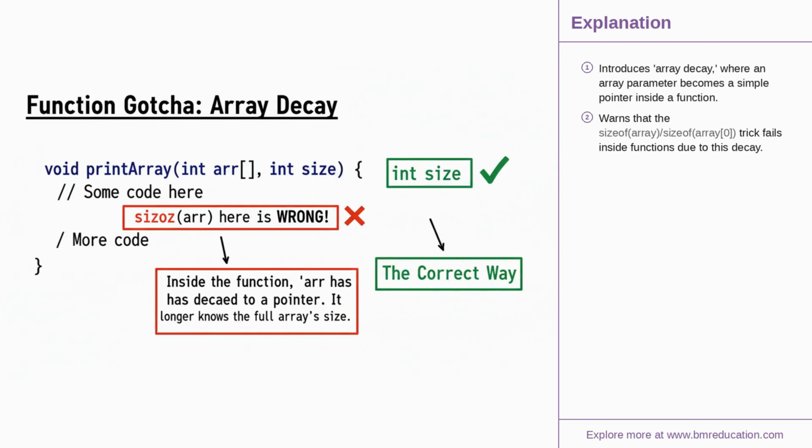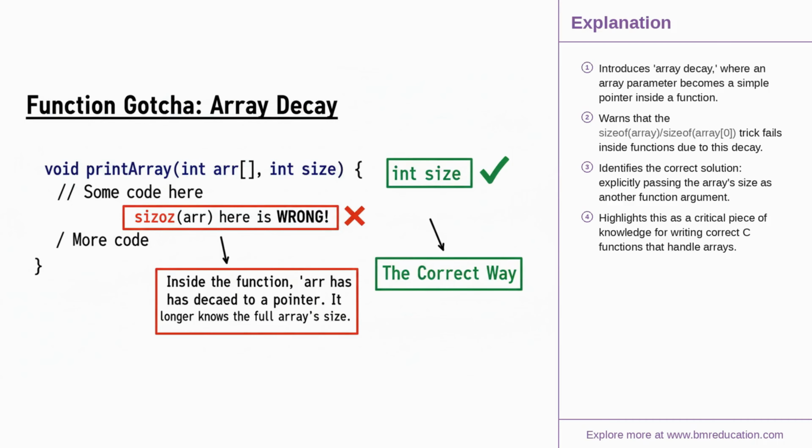There's a tricky gotcha here. When an array is passed to a function, it decays into a simple pointer. This means the sizeof trick we just learned will not work inside that function. sizeof on the function's parameter will just give you the size of a pointer, not the whole array. Therefore, the standard professional practice is to always pass the array's size as a separate argument to the function.